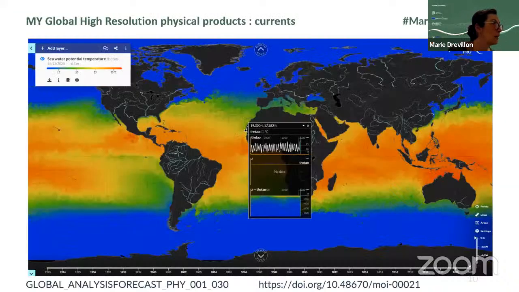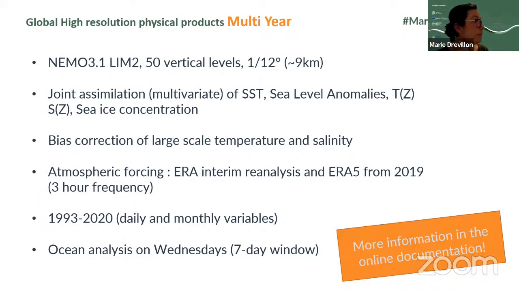Now I switch to the multi-year products, the global high resolution physical products, so the reanalysis. I give you here the number 130 and the DOI. So this is a long time series of the past, starting in 93. Here it is illustrated with temperature. This system is slightly different from the near real time system. It is based on an older version of NEMO, but it has the same kind of grid, 50 vertical levels and a 1/12 of a degree grid.